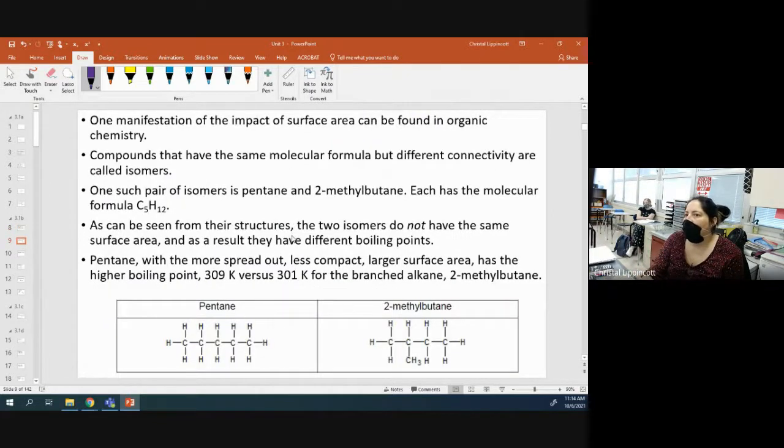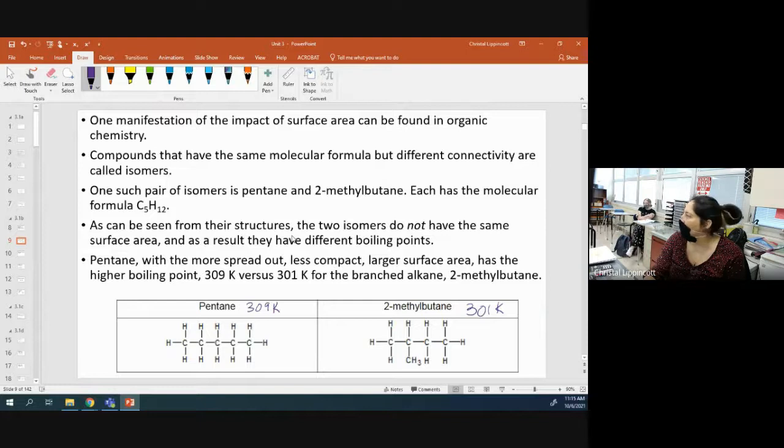All right, so these are LDFs. Again, like I was saying, one of the manifestations can be found in these organic molecules. As the surface area increases, we can see that showing up in the boiling points. So for example, pentane here has a boiling point of 309 Kelvin. This guy, methylbutane, is 301 Kelvin. They are essentially the same structure, but this one is longer.